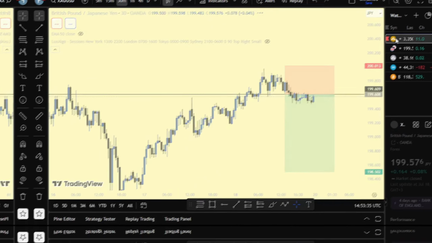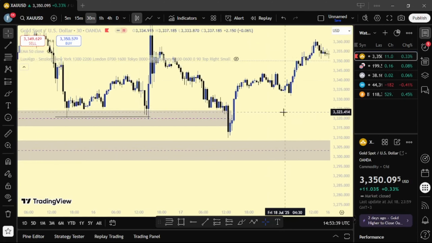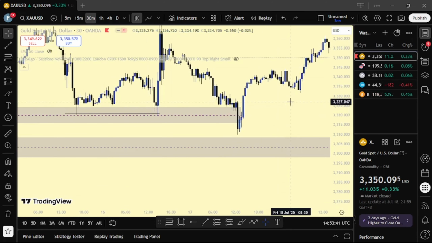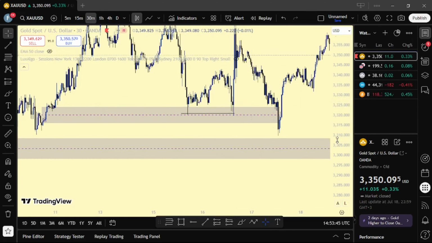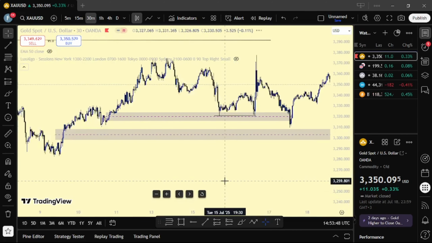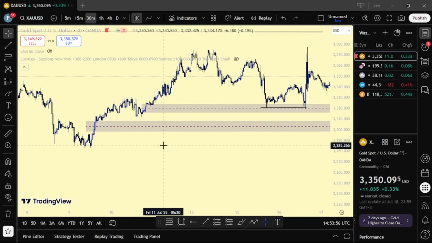Going back to gold. In gold, I missed a very beautiful trade right here that I was waiting for, just because I was waiting for the extremely perfect moment. Just so you know, guys, you can never get the perfect moment. It won't always align with all your confluences. So sometimes it's better to take the risk.